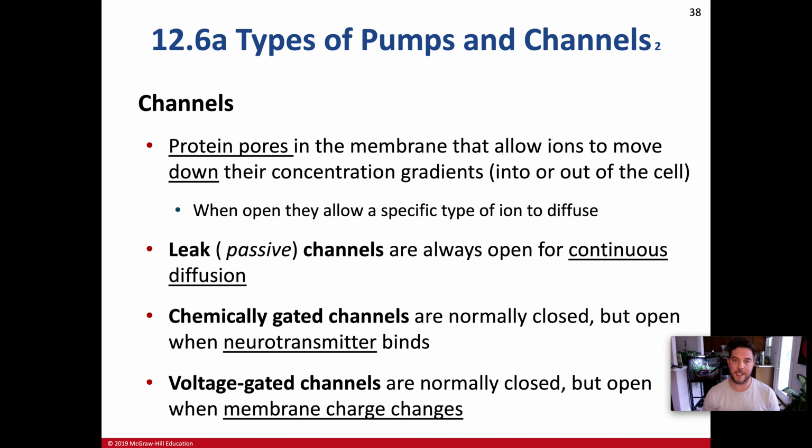Leak channels are passive channels. They're always going to be open for continuous diffusion. Remember, diffusion is something moving down its concentration gradient, and it's a passive, easy process. Chemically gated channels are normally closed but open when the neurotransmitter binds. So a chemically gated channel and a neurotransmitter have to go together to be able to function and open. And then voltage-gated channels will open when membrane charge changes. Otherwise, they are going to be closed.